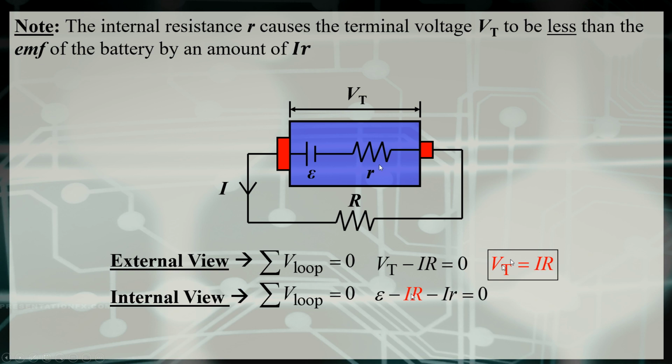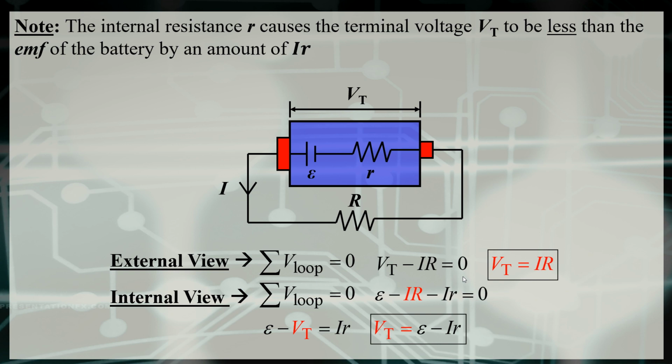And what I'm going to do here is, in the equation where I have capital I times R, I'm just going to plug in the equation for the terminal voltage. So if you do that, you would then have epsilon minus the terminal voltage is equal to I times R. And if you manipulate the equation for your terminal voltage, you then have your terminal voltage is equal to epsilon minus I times little r. And again, that just represents what the terminal voltage is.